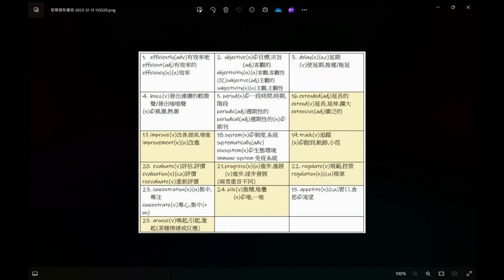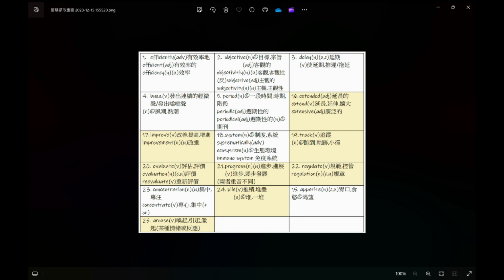Number 4, we have the word buzz. Buzz means to make the buzzing sound that bees make, some kind of sound like that. A buzz can also be used as a noun, referring to some kind of trend, some kind of fashion that happens. Like, what's buzzing now? Something that is really famous right now. That's what buzz is.